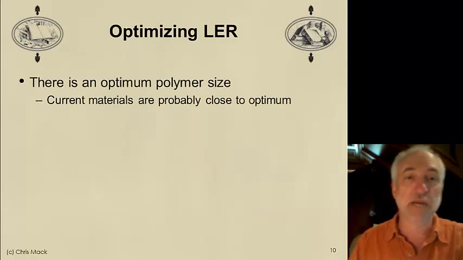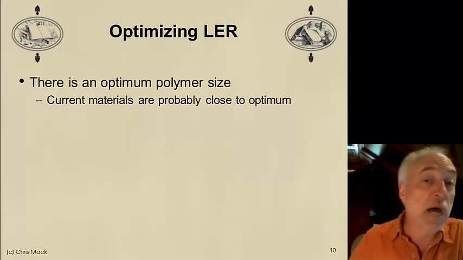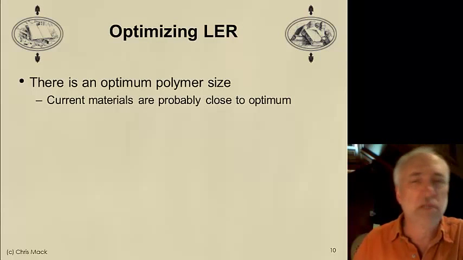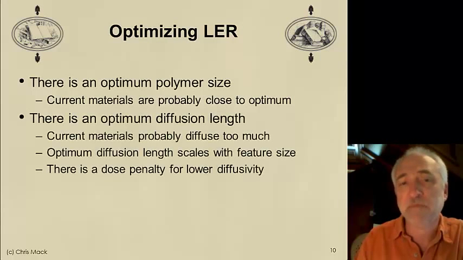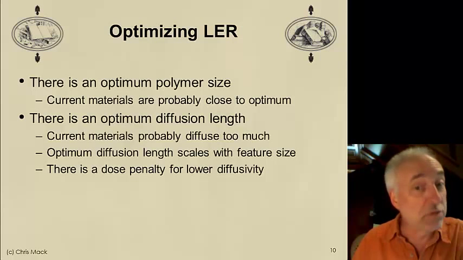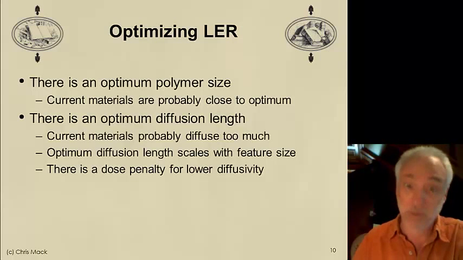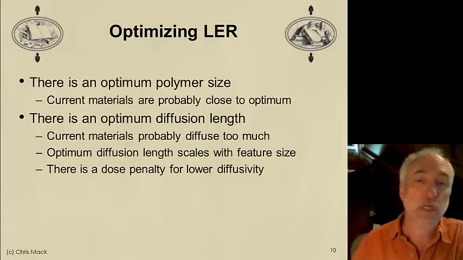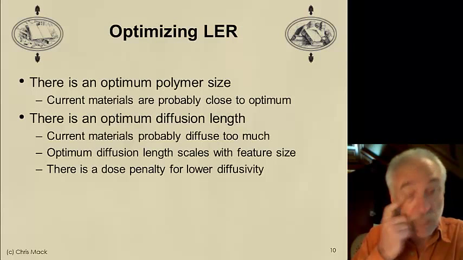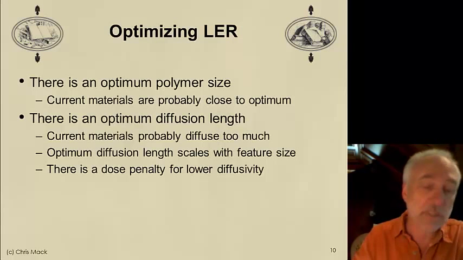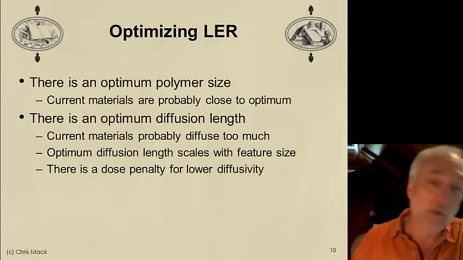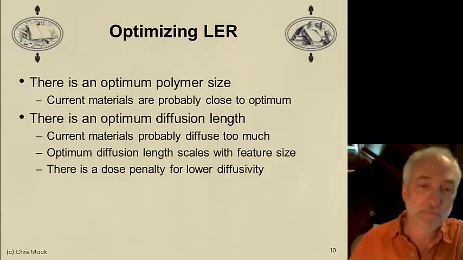So what have we learned about optimizing LER? There's an optimum polymer size. Current materials are probably close to that optimum. There's an optimum diffusion length. Current materials probably diffuse too much. And this optimum diffusion length scales with the feature size, so every time we shrink features, we're going to want to shrink our diffusion length as well.